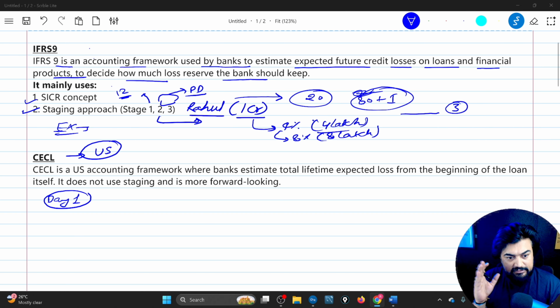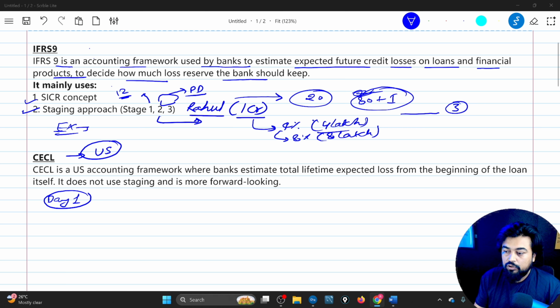IFRS 9 works in a staged manner. Now a simple example: let's assume that one of the US banks has given Rahul a personal loan. Even if Rahul has a good salary, they will check his salary, his financial status, how much money he has in his savings account. Everything is good, like a good credit score, no missed payment history. The bank will still estimate over the entire life of his loan how much loss can happen in future. So instead of waiting for the risk to increase as in IFRS 9, CECL calculates lifetime expected loss on day 1. That's the whole concept.